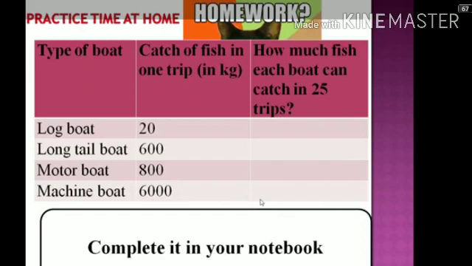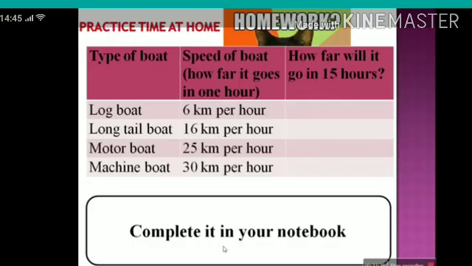How do you do it, children? For all the boats you want to multiply the given quantity of fish in one trip by 25. So when you multiply by 25, you will get the quantity of fish in 25 trips. Okay. So this is a practice for you. So do this practice problem in your notebook and complete it. Understand?